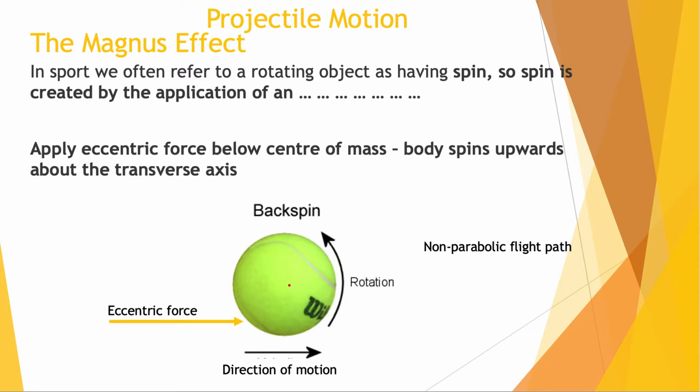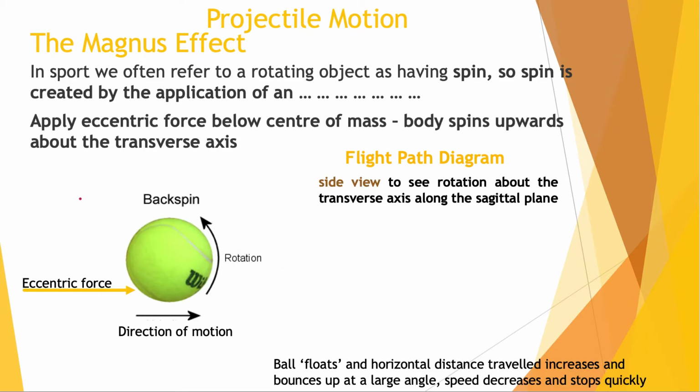So this is the same. We're going to look at it from the side view because it's travelling about the transverse axis on the sagittal plane. We're going to apply the eccentric force to the bottom of the ball this time. It's going to cause it to rotate anti-clockwise as we look at it. What's that going to do to its flight path? Well, you can probably guess. We've got our tennis ball. Again, I would draw in the flight path without spin because that helps us to show the deviation then away from that flight path, which is what the Magnus effect is.